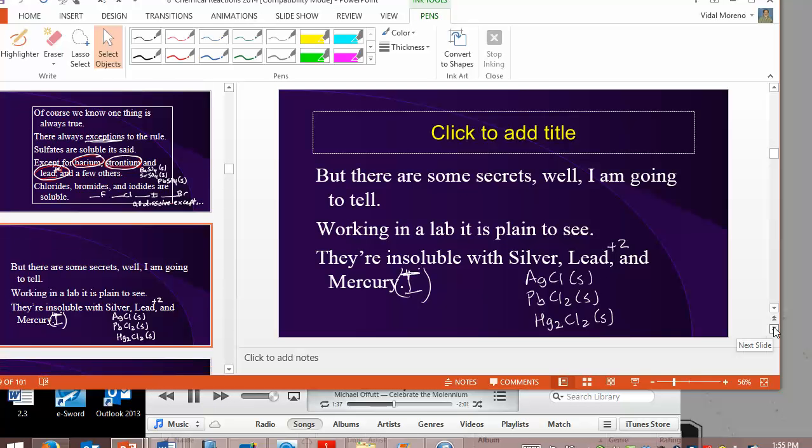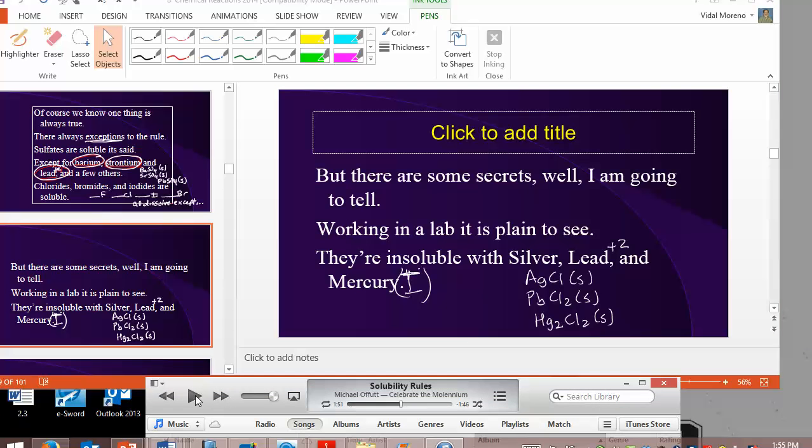But there are some secrets, well, I'm gonna tell. Working in the lab, it's plain to see. They're insoluble with silver, lead, and mercury.